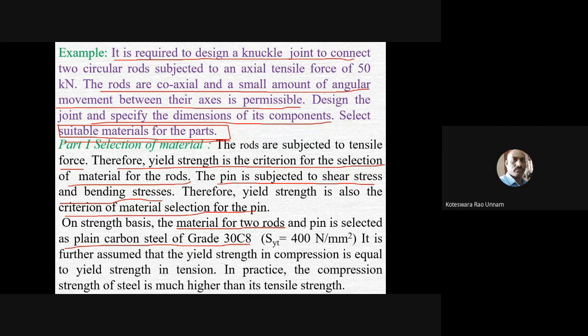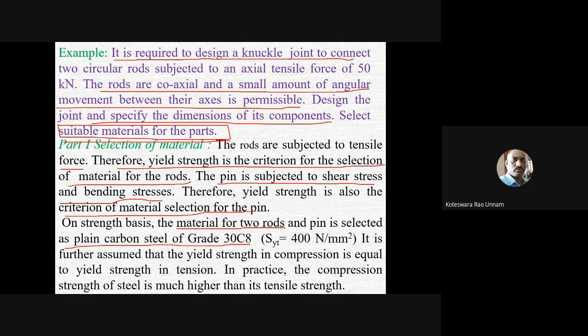So, then you can select any grade of carbon steel. It need not always be 30C8. Depending upon your choice, you can pick it. Here in this particular problem, you picked it as 30C8, but don't think that you always need to pick 30C8 only. You can pick some other one also.